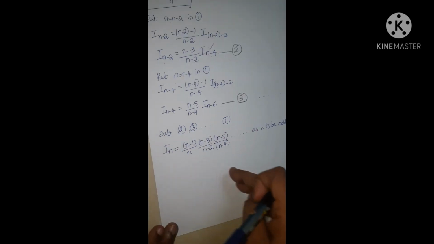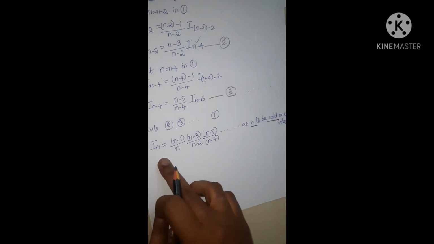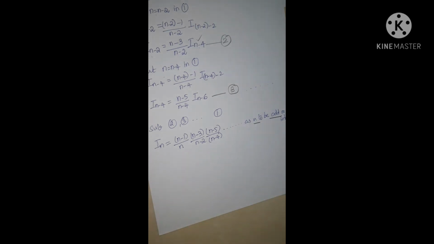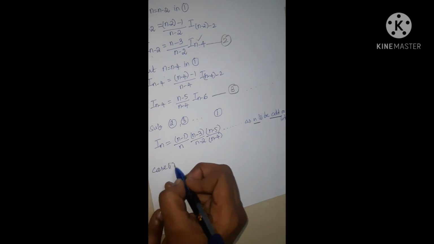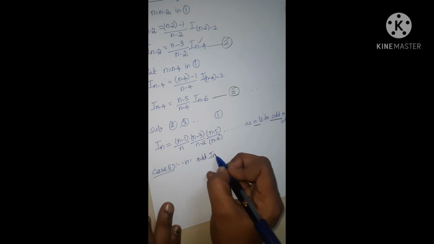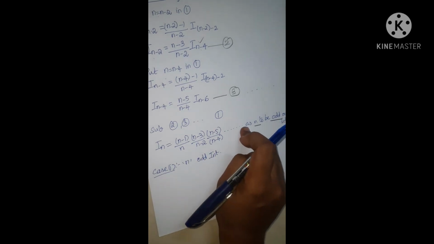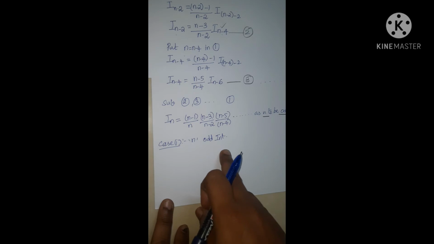So with this understanding, we have to be specific. When n is an odd integer, what is the corresponding I n answer? When n is an even integer, what is the respective answer? For this reason, let me consider case 1. What is case 1? Suppose n is an odd integer, what could be the respective last part to complete the expression or expansion?